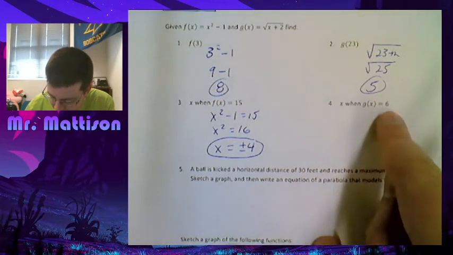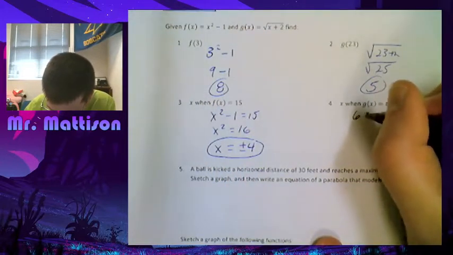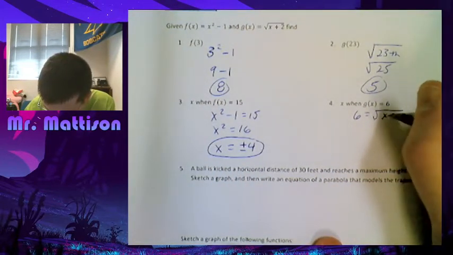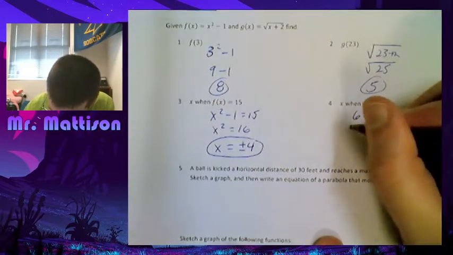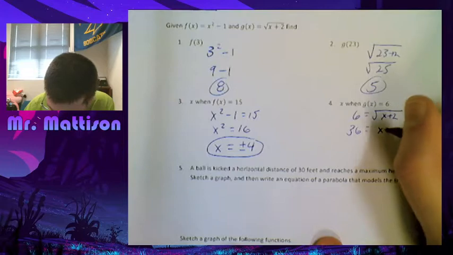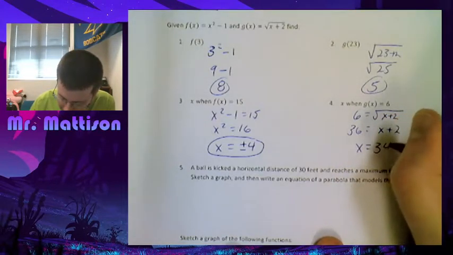Then over here, we have g of x is equal to 6, so set 6 equal to that. So 6 equals rad of x plus 2. So we're going to square both sides to get rid of that radical. It's going to be 36 is equal to x plus 2. Subtract 2, and we're going to get that x is 34.